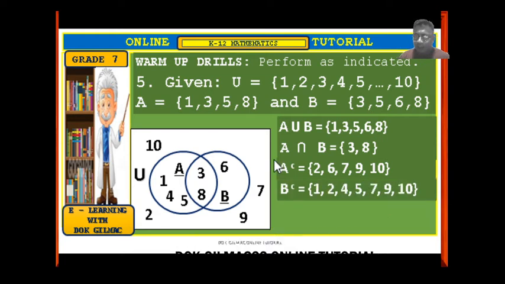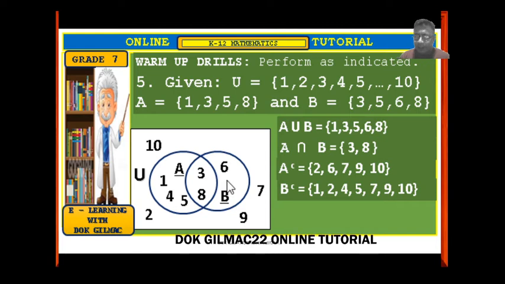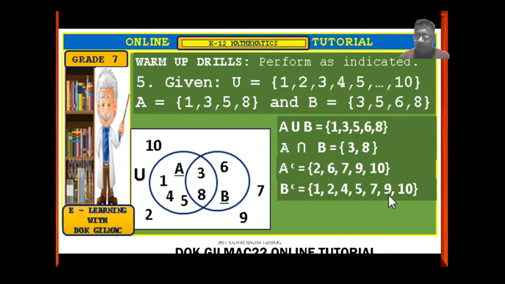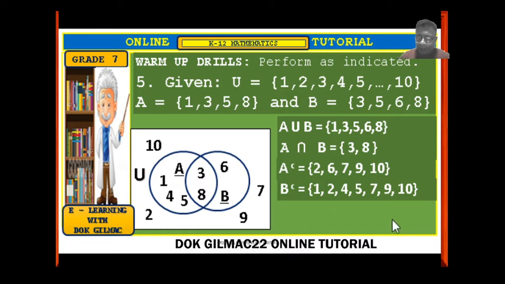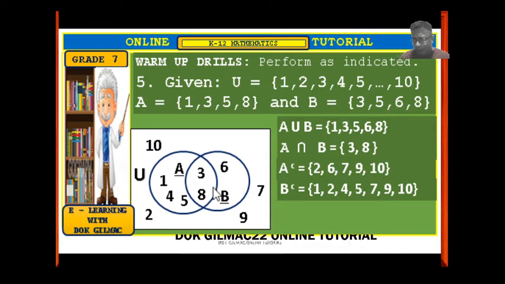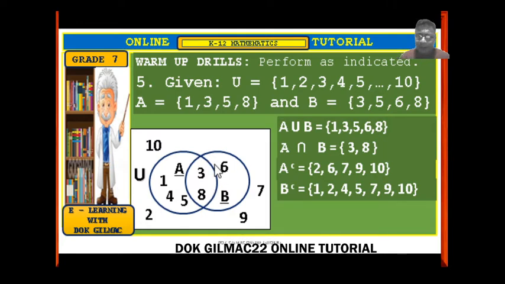How about B complement? So 3, 6, and 8 are not included. So list down all elements of the universal set. So we have 1, 2, 4, 5, 7, 9, 10. Again, I repeat, 3, 6, and 8 are not included. How about A minus B? If you take a closer look at the given Venn diagram here, it's very clear. A minus B is just equal to 1, 4, and 5.